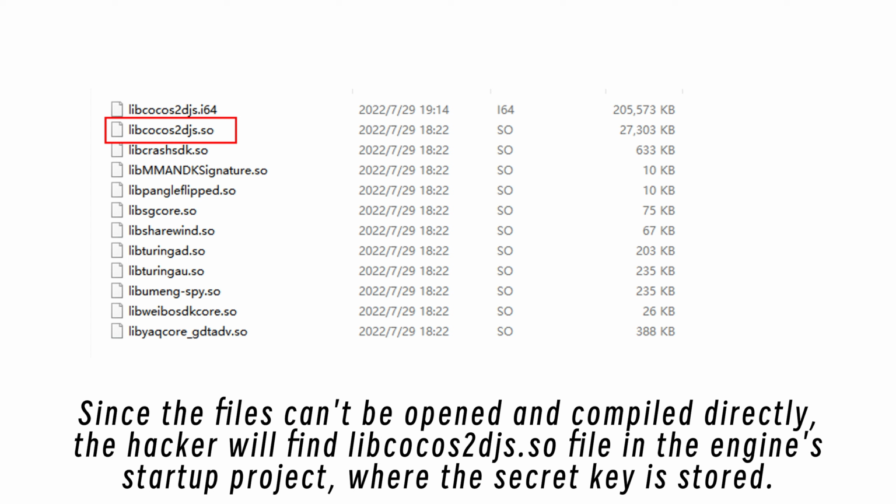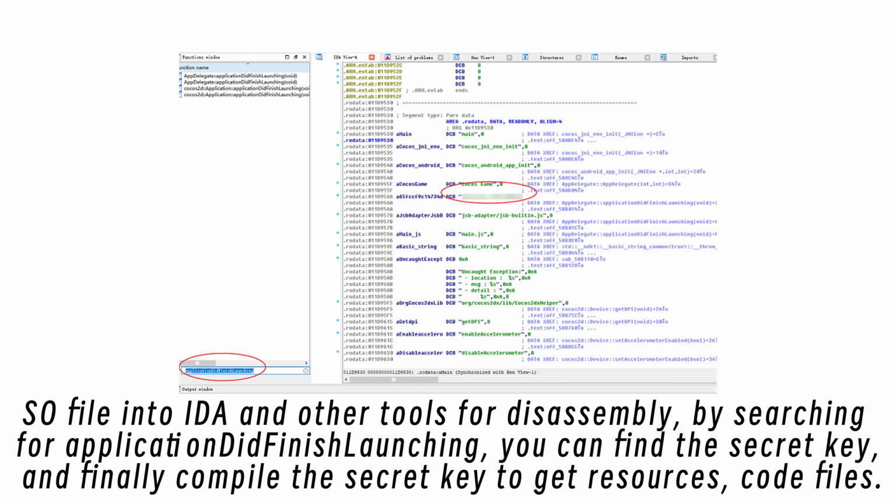the libcocos2d.js.so file in the engine's startup project, where the secret key is stored. They put the so file into IDA and other tools for disassembly. By searching for application definitions, you can find the secret key. And finally, they use the secret key to decrypt and get the resources and code files.